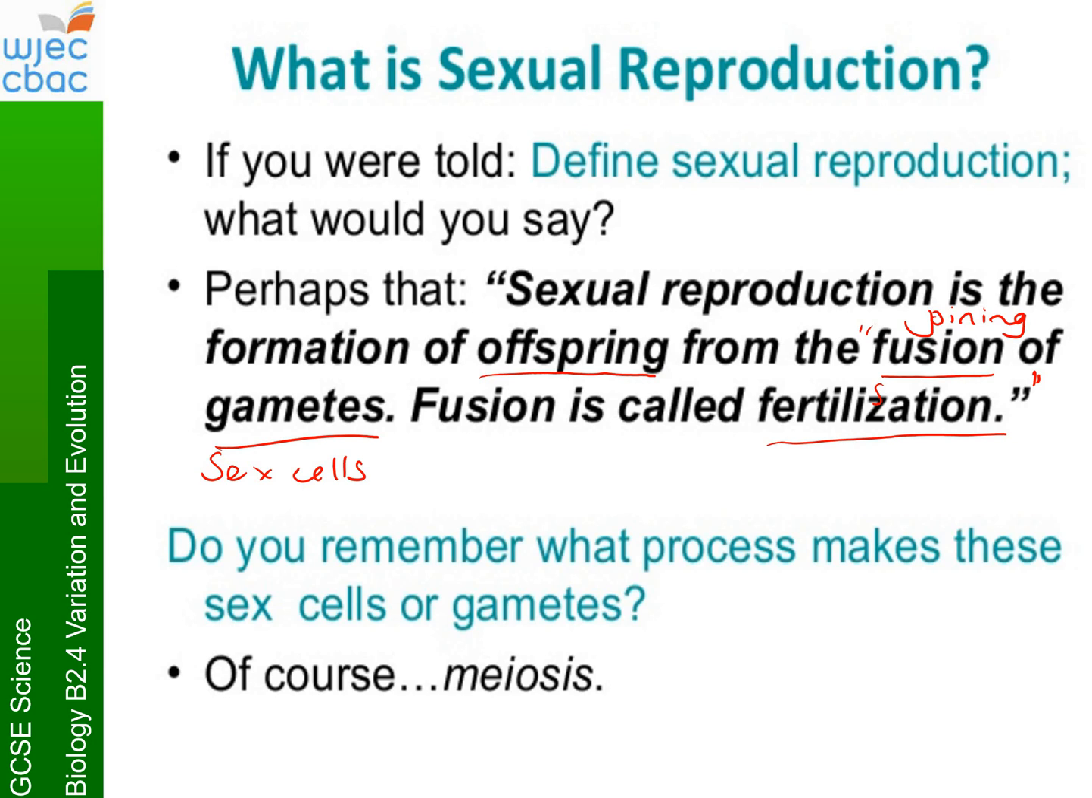So do you remember what process makes these sex cells or gametes? Well, back in B2.2, we looked at cell division and stem cells, and there were two types of cell division that we looked at, meiosis and mitosis. Meiosis is the type of cell division that makes the sex cells or gametes. Mitosis is the type of cell division that is required for growth and repair of tissues.